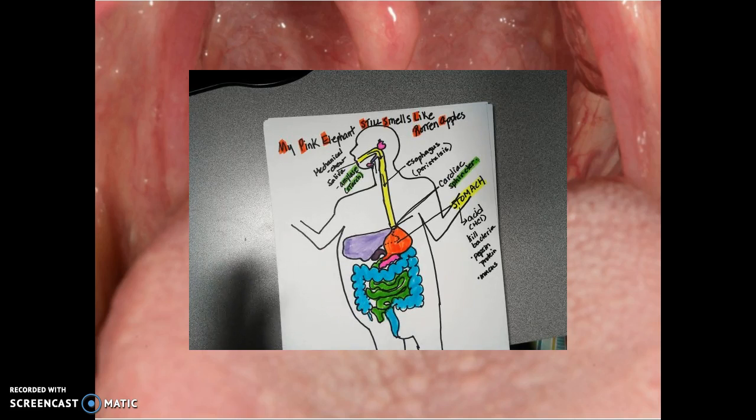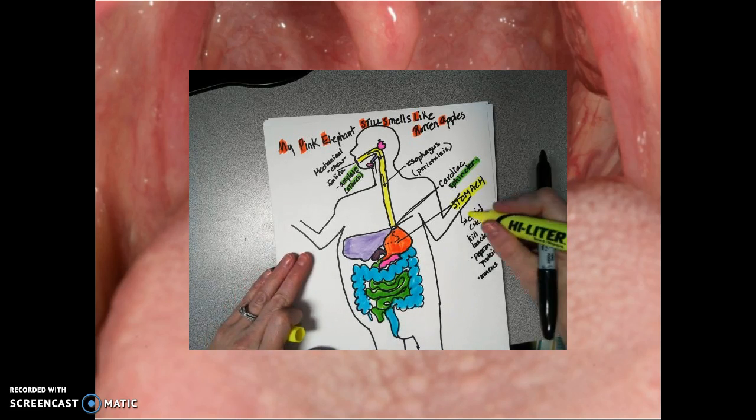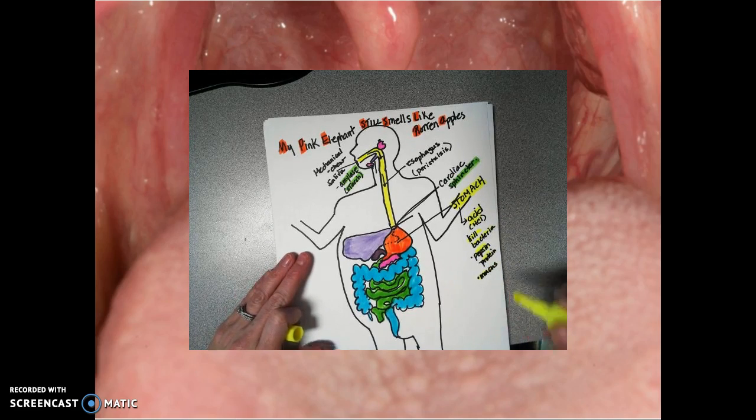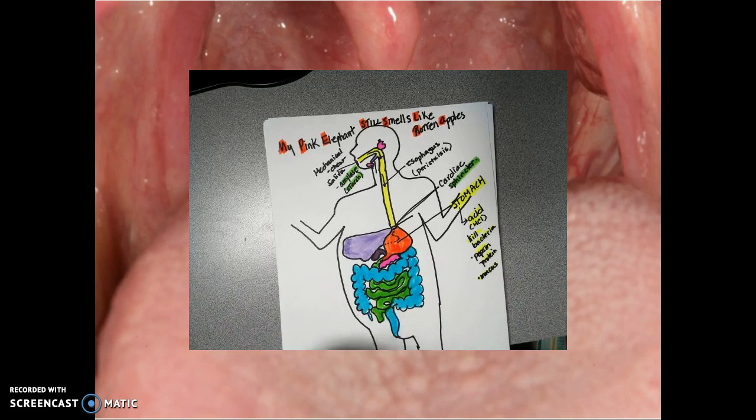Otherwise, because the stomach is made of protein, the pepsin would just digest the stomach. And that can happen if you have too much pepsin, or if the mucus is compromised somehow, then you could develop an ulcer, which is basically what's happening.